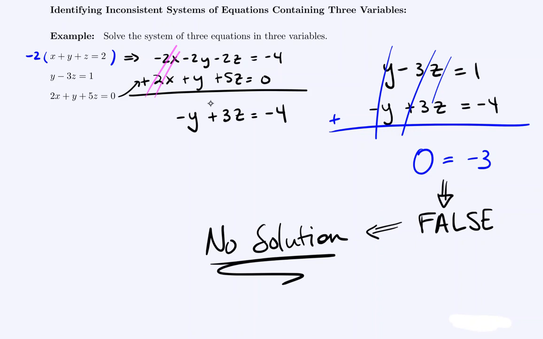Because through allowable manipulations, we got to a false statement. That means these three planes never intersect.